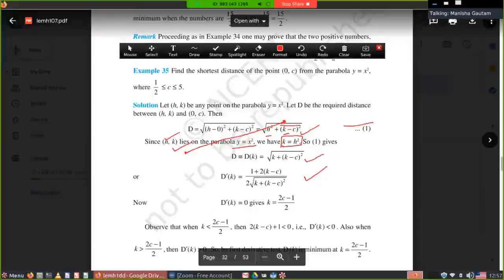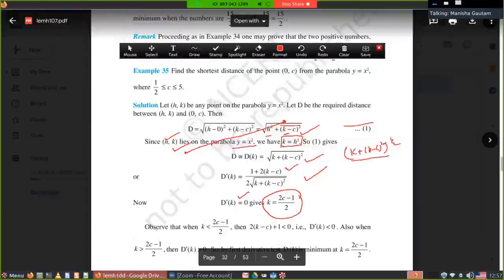Now you can calculate the derivative of root of this. It means you can get the derivative as (k plus (k minus c) square) to the power 1 by 2. Take 1 by 2 outside and power minus 1, it means negative of half. Put it down in the denominator, and the derivative of k plus (k minus c) whole square is 1 plus 2 into (k minus c). Now put this derivative equal to 0. You will get the critical point. K will be equal to (2c minus 1) upon 2.